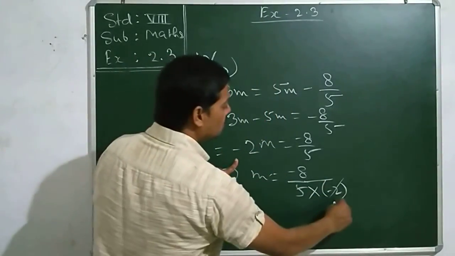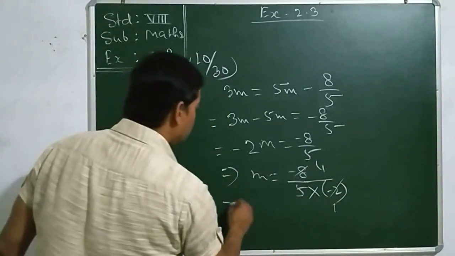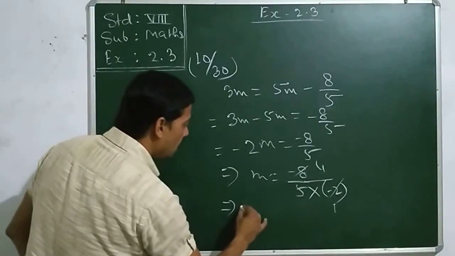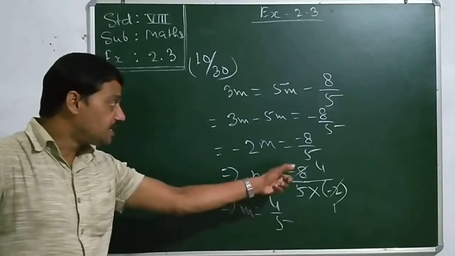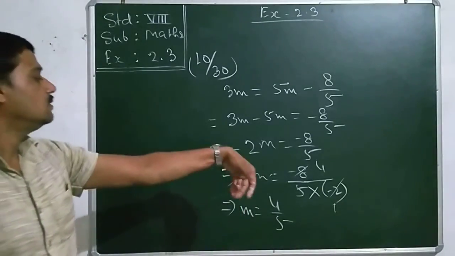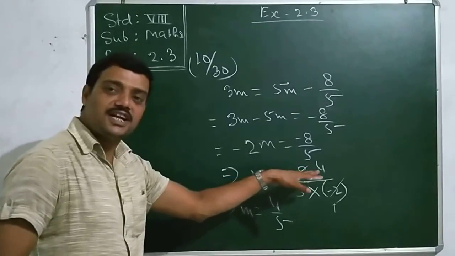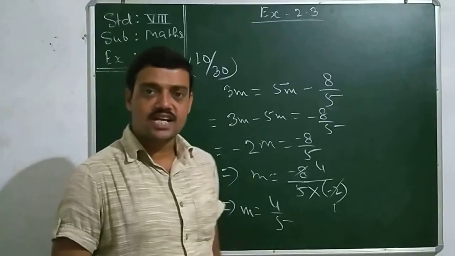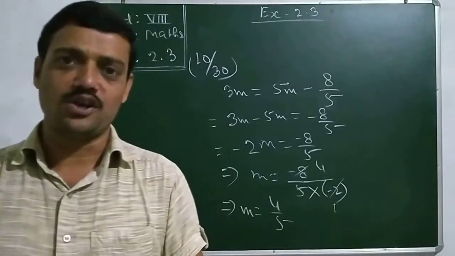Now minus 2 ones are minus 2 and minus 2 fours are minus 8. So finally we got m equal to 4 by 5. Take care, when a negative sign appears in the numerator and denominator both, then it disappears in the result, because division of a negative integer by a negative integer gives a positive result. And this way you will solve exercise 2.3, and in the next class I will explain exercise 2.4 also. Thank you very much.